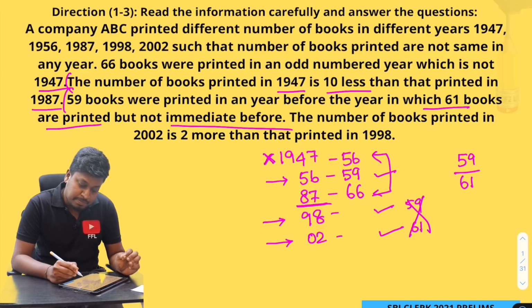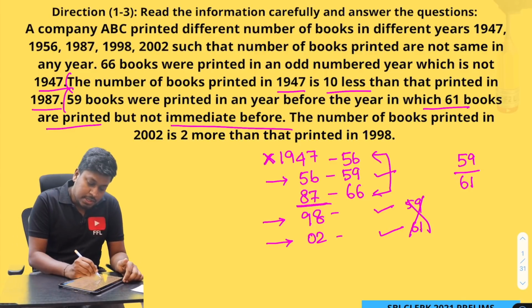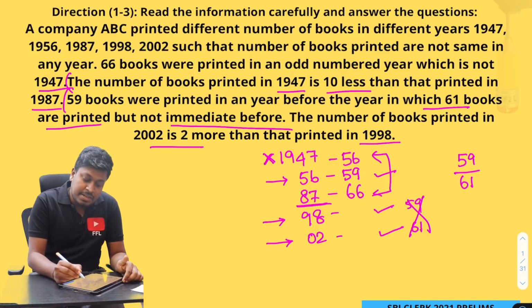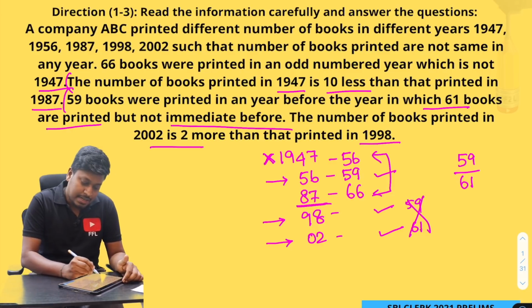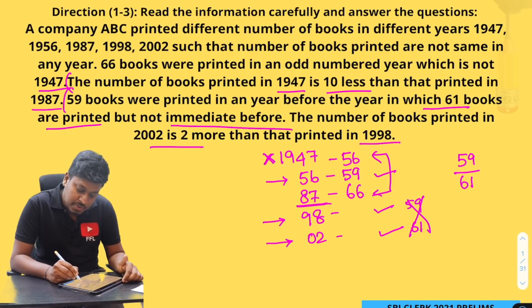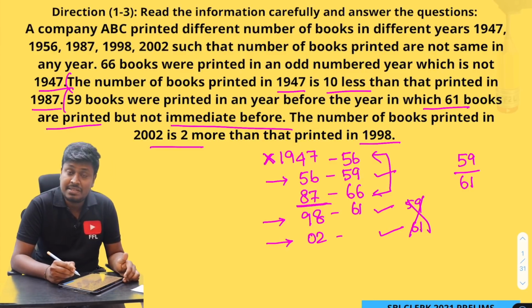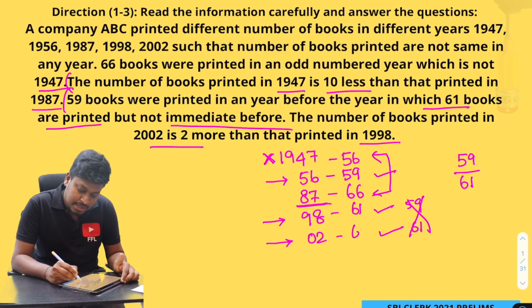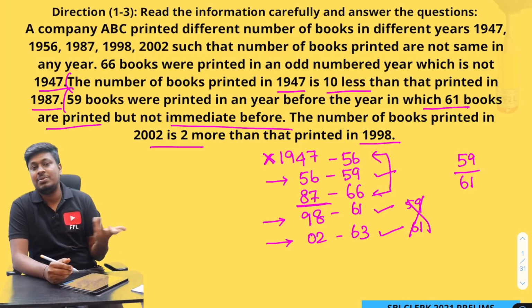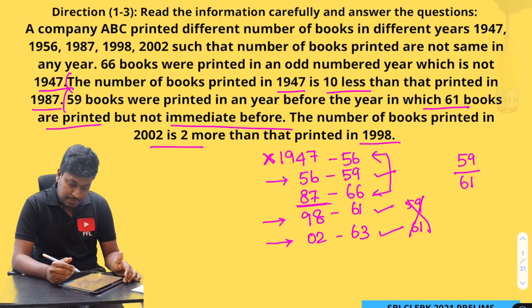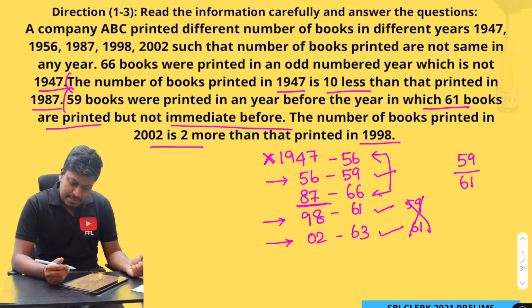The number of books printed in 2002 is 2 more than the books printed in 1998. If it is 2 more than, then definitely 1998 must be 61 and 2002 must be 63. Yes or no? 2 more than, so 61, 62, 63. Got it? So this will be the answer for this arrangement.